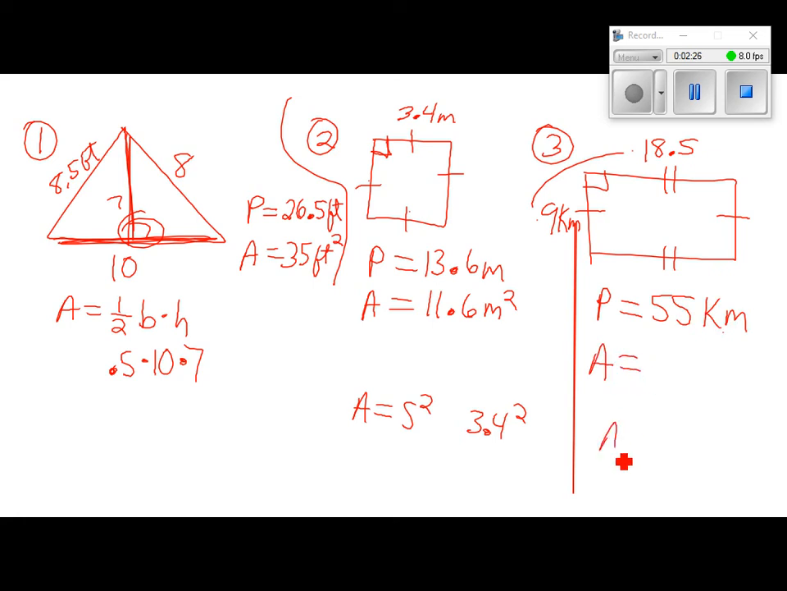Formula for area of a rectangle, length times width. This time the length and the width are 18.5 and 9, so we just multiply those 2 together, and when you multiply those 2 together you get 166.5 kilometers squared.